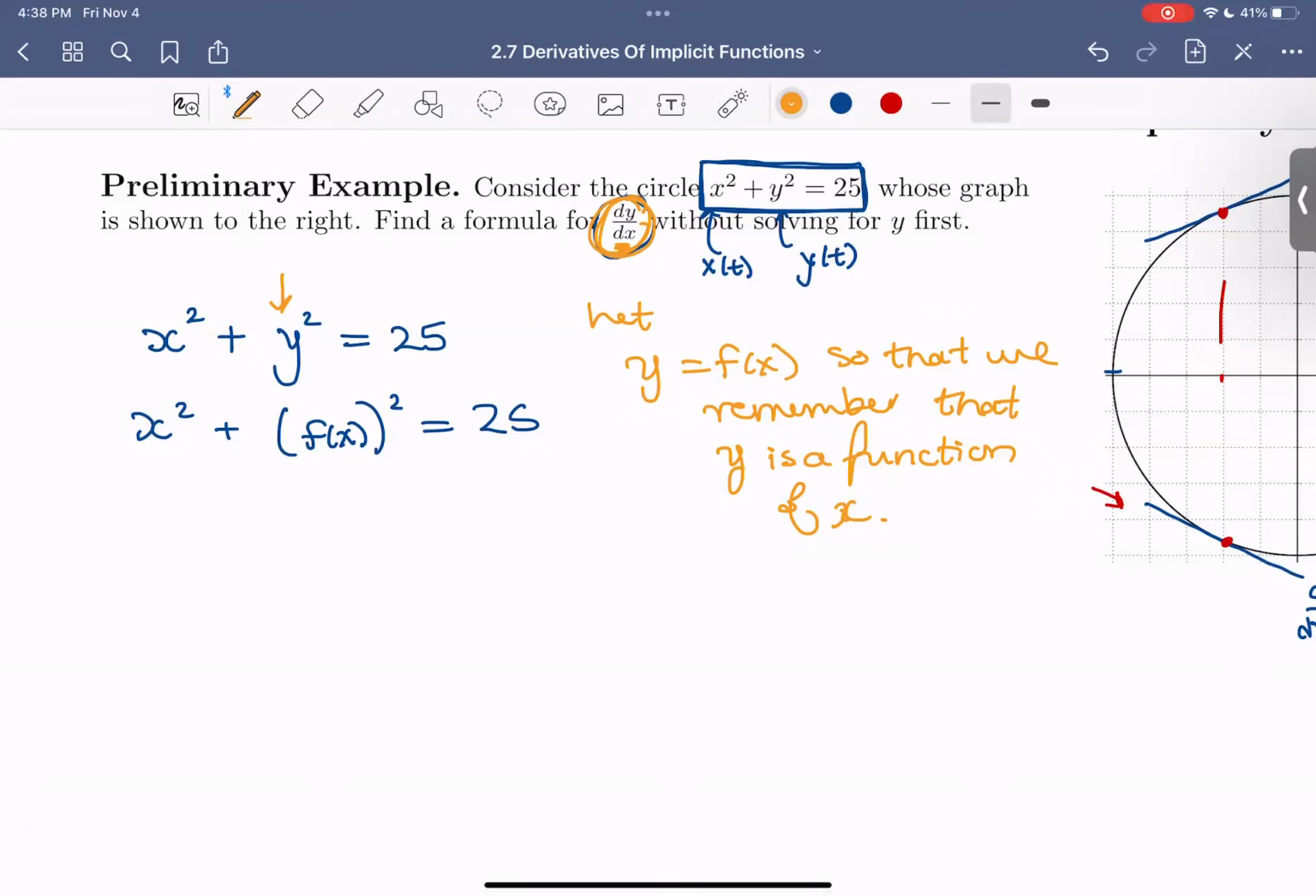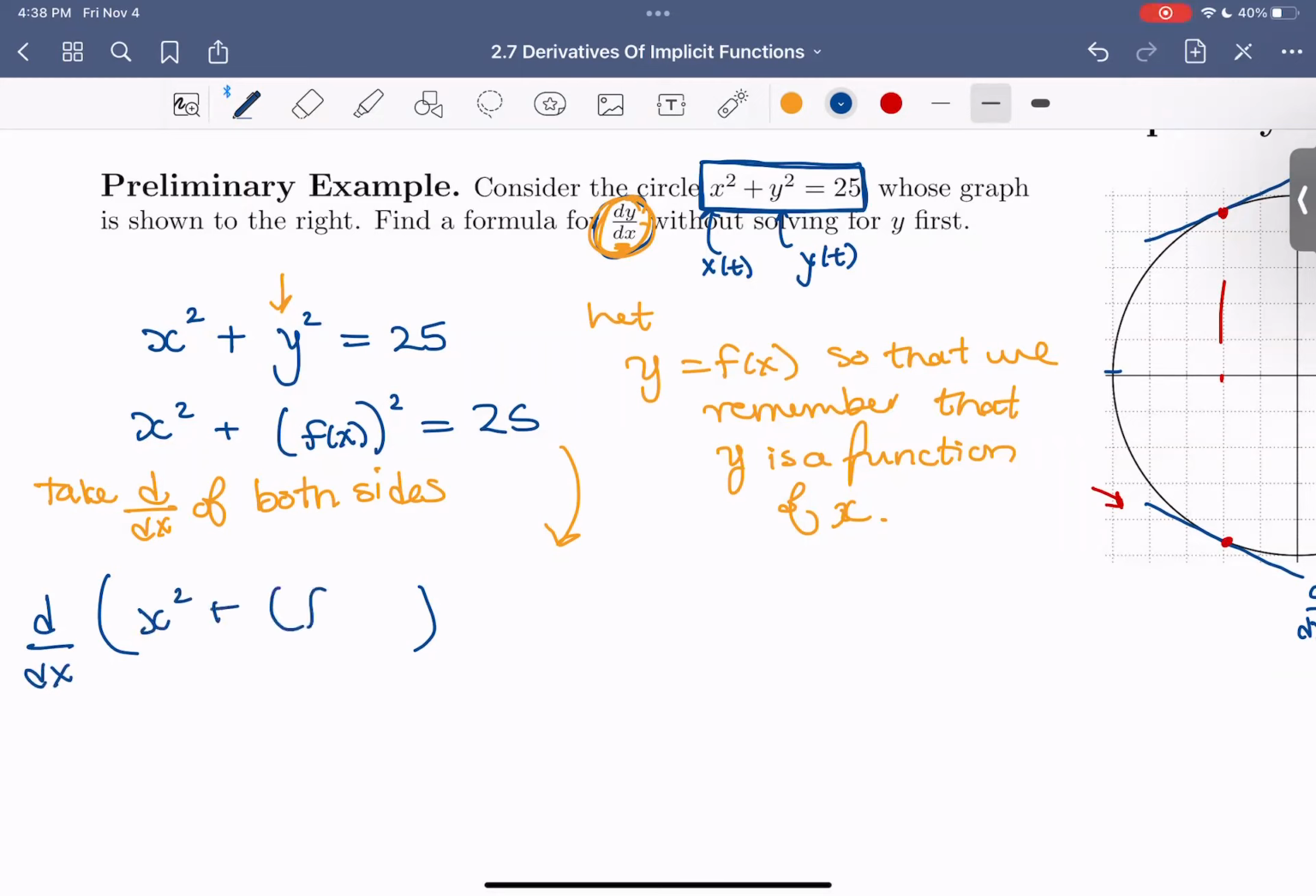Okay, so now what we need to do is take the derivative of both sides. So let's go ahead and do that. Taking the derivative of the left-hand side, I'll just write it out so we can see all of the steps in their glory.